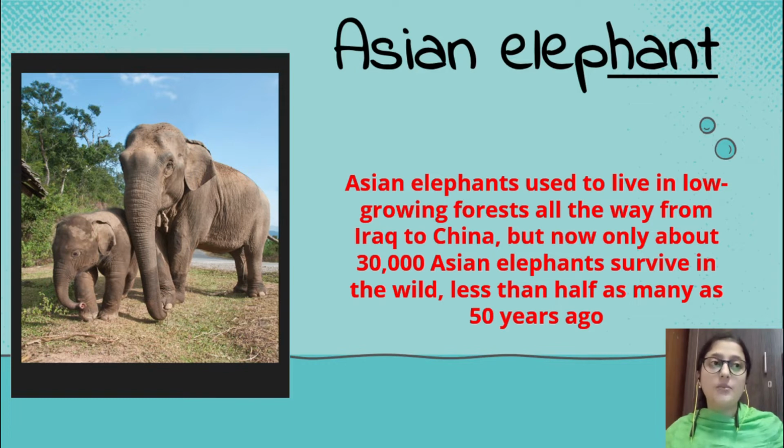First of all, we talk about the Asian elephant. Now, the Asian elephant has its habitat stretched from Iraq to China. Now, this seems to be a very, very vast habitat, and yes, it is. But there are only 30,000 Asian elephants alive, right? Now, imagine 30,000, it seems to be a very, very huge number, right?